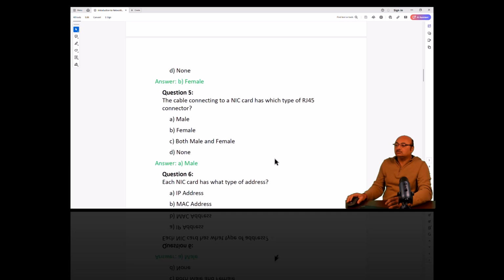The cable connecting to a NIC card has which type of RJ45 connector? As taught during the lesson, the cable or the wire that is used for connecting two PCs or the two NIC cards has RJ45 male connectors on both sides. I'll pause here for a second and stress the point that RJ45 male, RJ45 female, the type of cable, all these are characteristics of layer 1 or the physical layer.